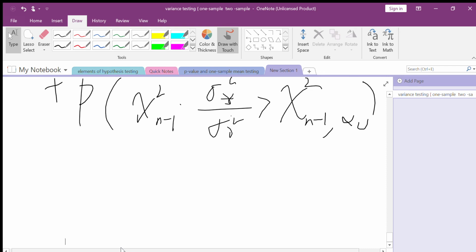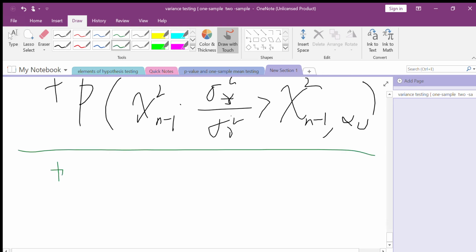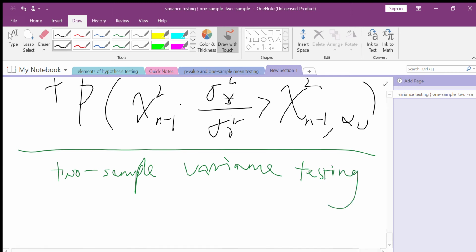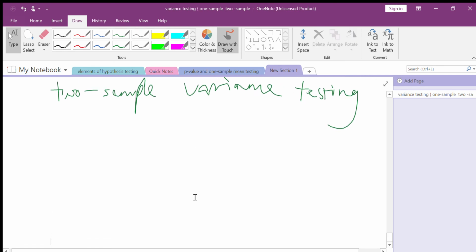So now let's take a look at two-sample variance testing. We have finished the one-sample variance testing. Let's go to two-sample variance testing. For two-sample variance testing, we're interested in testing the following hypothesis. H0 is sigma 1 squared equals sigma 2 squared.